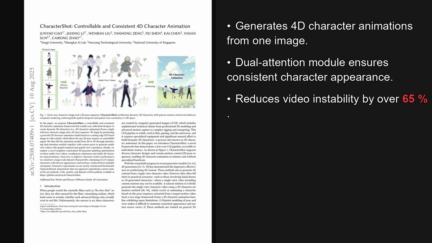I'm Alex. Today we're looking at a paper from the Hugging Face trending list, published on August 10th, 2025, about 3 days ago. This paper introduces a new framework that allows any designer to create a full 4D character animation using just a single reference image and a simple 2D pose sequence. The paper is titled CharacterShot: Controllable and Consistent 4D Character Animation, and as we'll see, the results are really impressive.